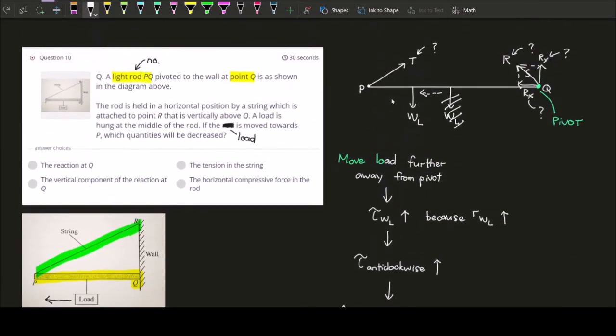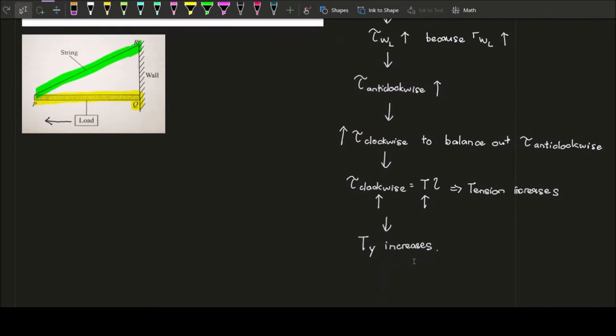Okay, before this, if this is the original T, now if you make your new tension greater, it means your Ty will also be greater as well. Okay, that's what I'm trying to say. So Ty increases. Because you know that this has to be balanced not just in terms of torque, but in terms of forces as well. So sum of Fy must also be equal to 0.